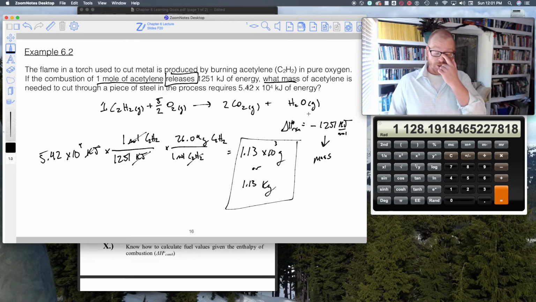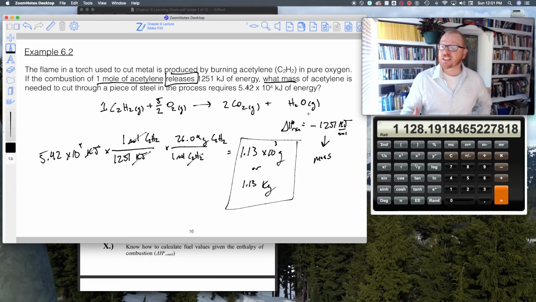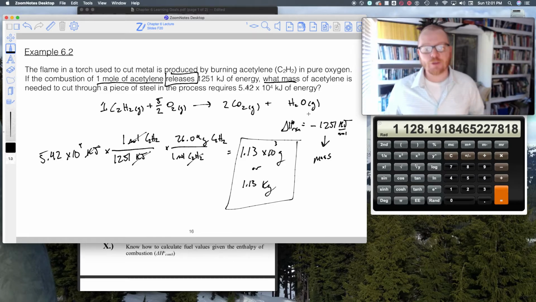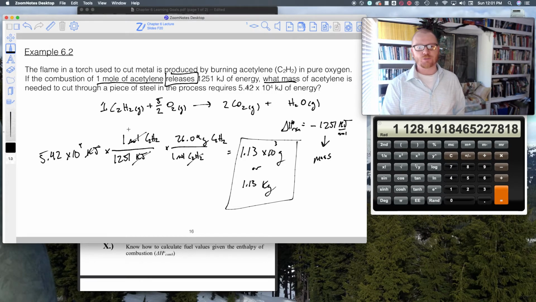Okay, so again, to summarize, we can use these delta H values just like any other quantity we've used in our dimensional analysis, okay? When we have the delta H of a reaction, we recognize that's kilojoules per mole of any one reactant, okay? So in this reaction, if 1 mole of acetylene is consumed, I get 1251 kilojoules, all right? So that's how that works from the perspective of the acetylene, all right?